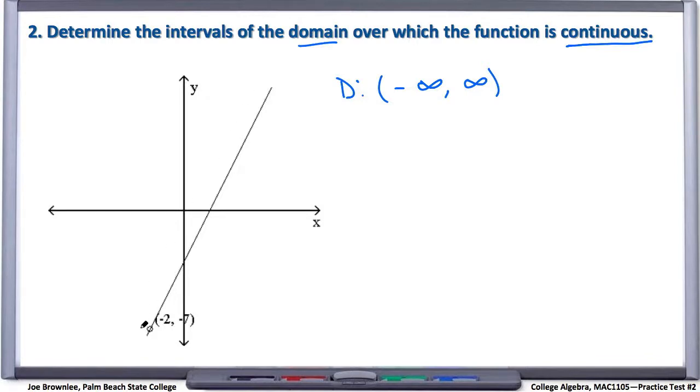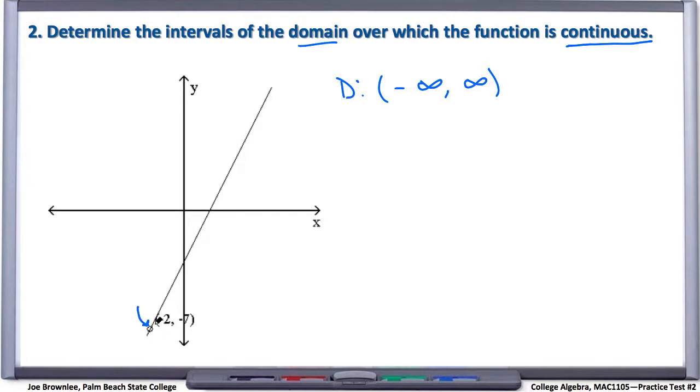Except, look down here at the bottom of our graph, they've called a specific point out to us. They've called out the point -2, -7. And this point that they've called out to us is an open circle. We know that when graphing, open circles are important. Open circles mean discontinuities. It means the graph of this line does not exist at this point, -2, -7.